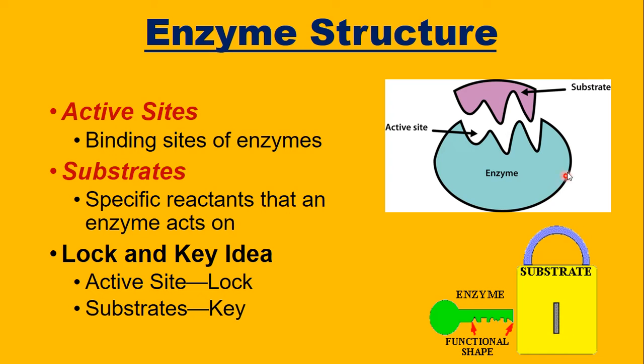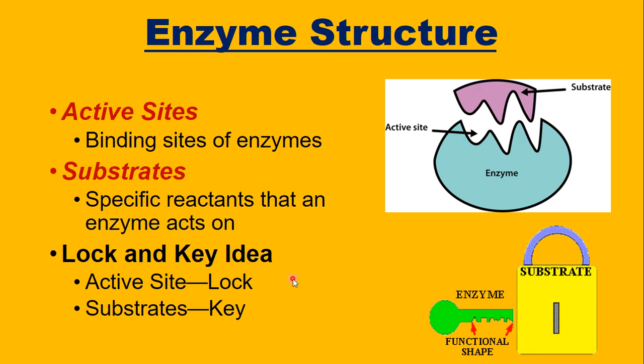Now, the enzyme structure. I have a picture over here of an enzyme structure. It's generic. You have the enzyme, and another thing you have is something called the active site. This is this area right that I'm highlighting with the laser pointer. It's the active site. It's where the enzyme binds with the other part called the substrate. That's the pink part up here. And substrates are specific reactants that an enzyme acts on. It means they have to be coherent. They have to work together.